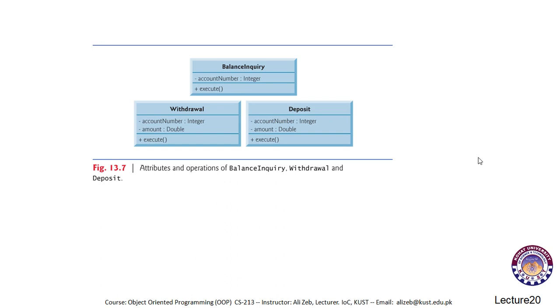By looking at the diagram, we can identify that these three classes have some common details. For example, the account number is common among all of these classes, the amount is common among all of these classes, and the execute method is common among all of these classes. So we can maybe try to have a superclass for all of these classes and then add it to the class diagram.